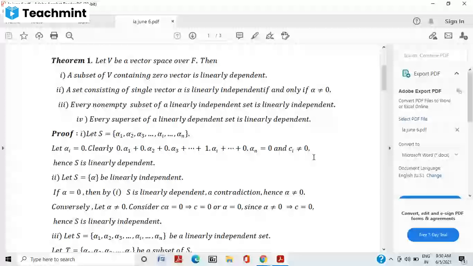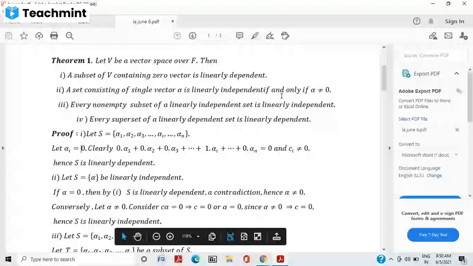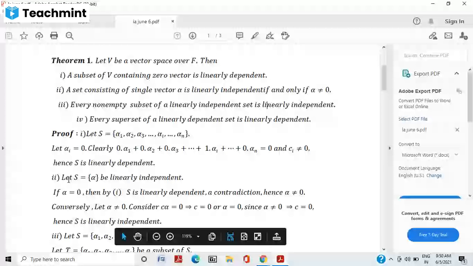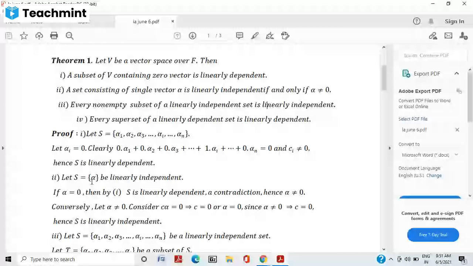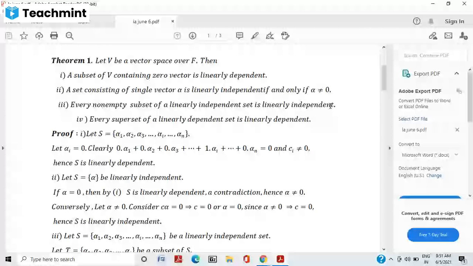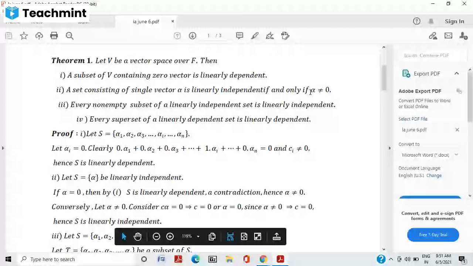Next, what should we prove? One set is there containing a single vector alpha. We have to prove that it is linearly independent if and only if alpha not equal to 0. For that, in the first condition, what should we take? S equal to {alpha}, one single vector. We assume that it is linearly independent. Then we should prove alpha not equal to 0. For that, we take the contrary. We have to prove that alpha not equal to 0, but we take alpha equal to 0.